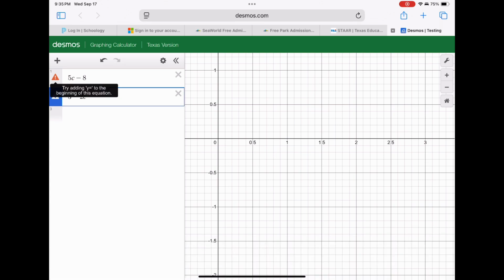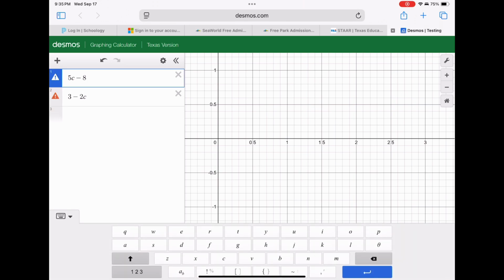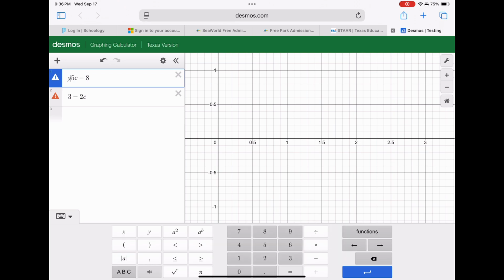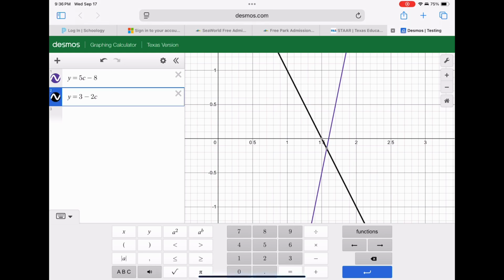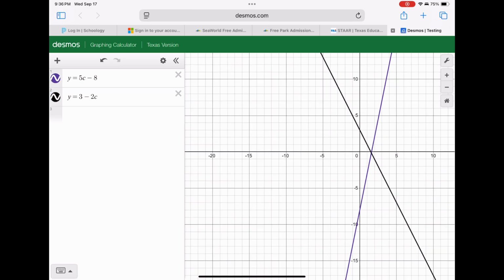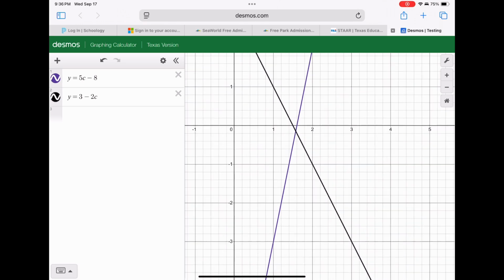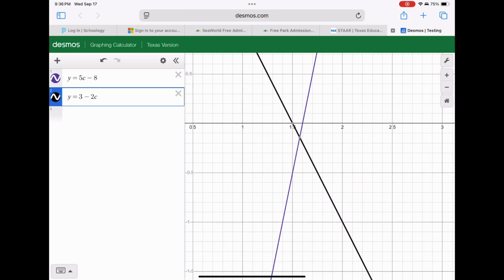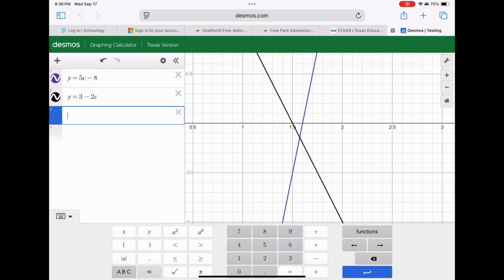Now remember that Desmos doesn't recognize the letter c, so you can either change the letter to x, or if you click on the error message, it says to add y equals. So if you put y equals at the beginning of every expression, it turns it into an equation. So I'm going to add y equals to the first one, and you see that the line appears. And then we add y equals to the second one, and the second line appears. Now, I always remind you to zoom in, because when you zoom out, you see all those answers, you don't know which one to pick. But if you zoom in, then you can tell the point of intersection is right there, and it's 1.57.